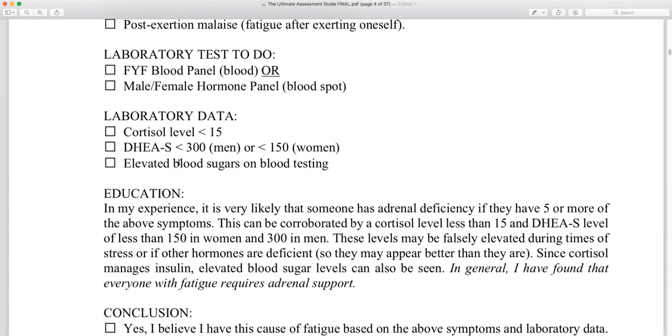Now, if you've got a perfect diet and you have elevated blood sugar on blood testing, oftentimes that's a greater indicator than eating a lot of McDonald's and having elevated blood sugars. There's no reason why you should have elevated blood sugars, so it's got to be something physiologic, something that's going on inside the body. It's not from the foods that you're taking in.